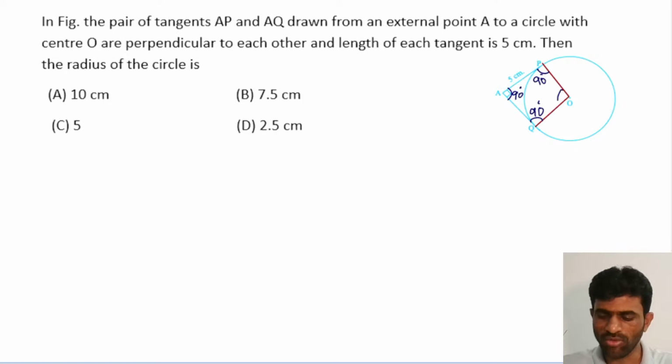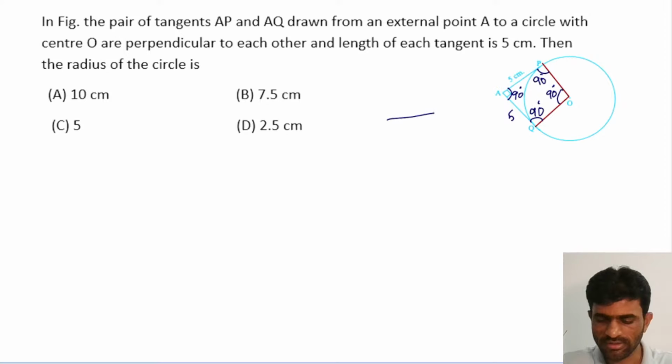Then what will be the angle at O? In a quadrilateral, the sum of four angles is 360 degrees. So we already got three angles of 90 degrees, so the angle at O also becomes 90 degrees. And we know each tangent is 5. AP is 5, AQ is also 5. And what happens? APOQ will become a square.